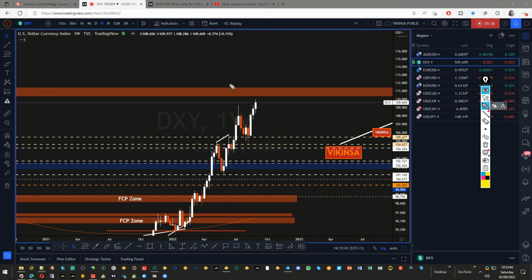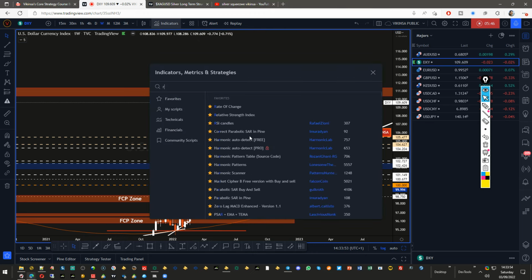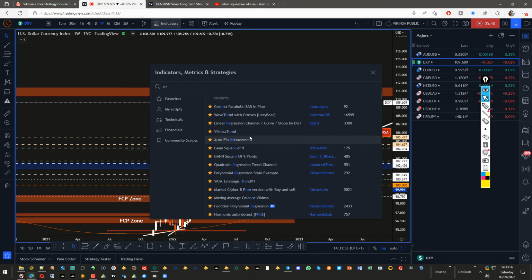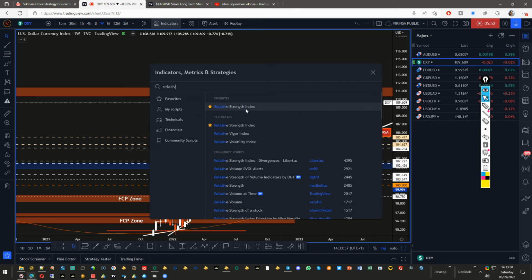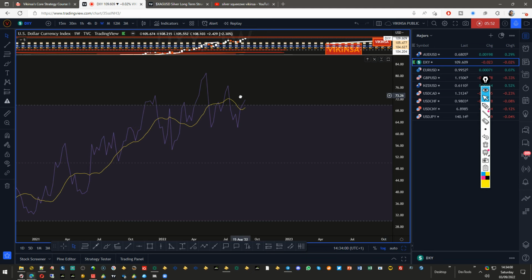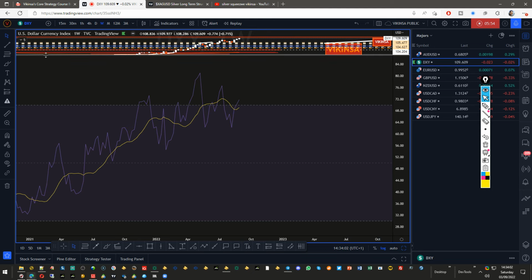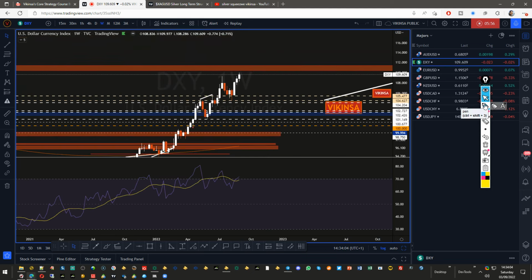I was talking about the divergence here. So if you are using Vata and Visage or any other indicators such as stochastic or relative strength index, then you can actually put that in there. So let's use a relative strength index here. And if I bring that in, you will be able to notice that the market has been going up. However, the RSI has been pointing down. And this is the kind of divergence I was talking about.